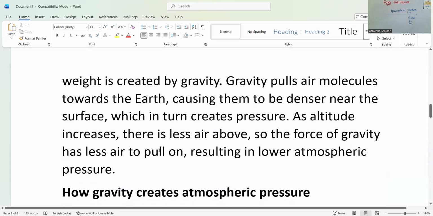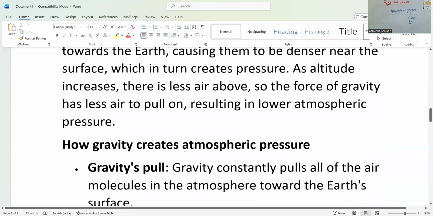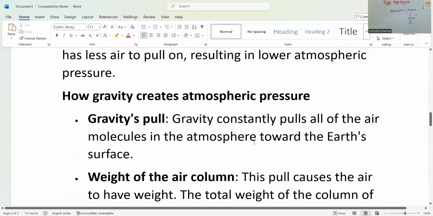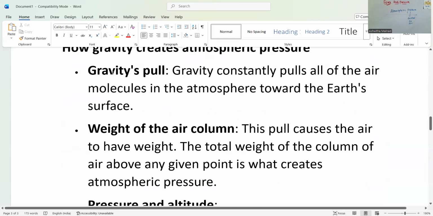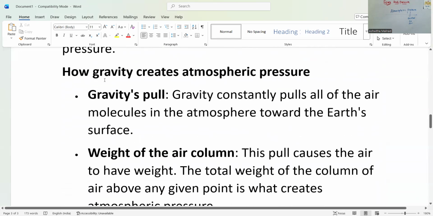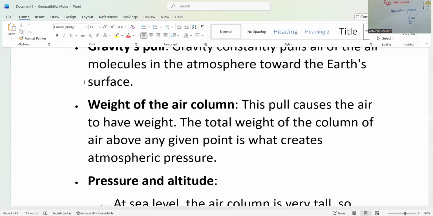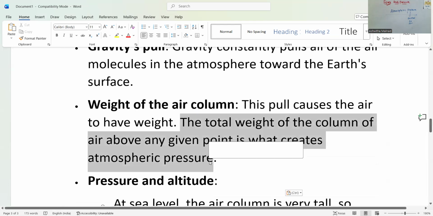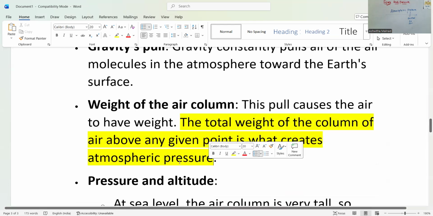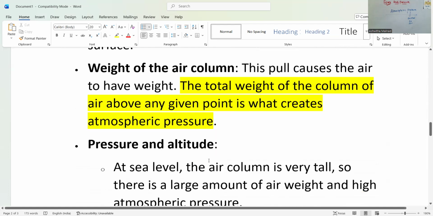So always, science is something you relate and learn. Okay, how gravity creates atmospheric pressure. First thing is gravity's pull. Gravity constantly pulls the air molecules in the atmosphere towards the Earth's surface. Next, this pull causes the air to have weight. The total weight of the column of air above any given point is what creates atmospheric pressure. I repeat, you can note this down. The total weight of the column of air above any given point is what creates atmospheric pressure.